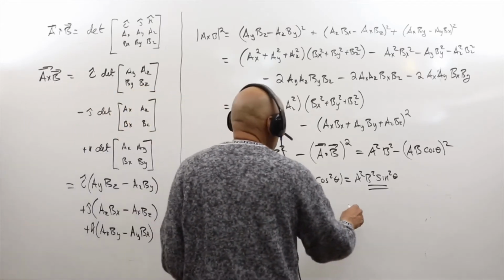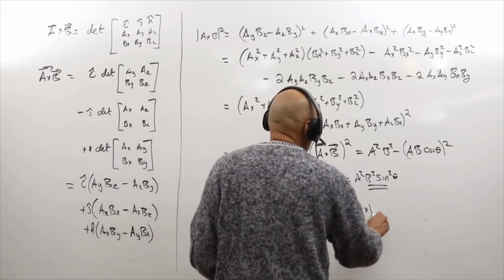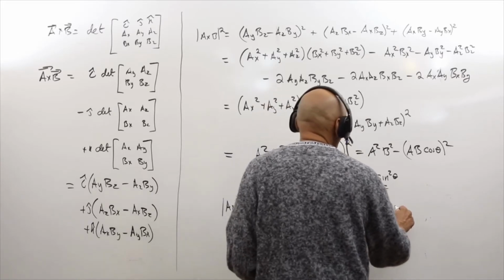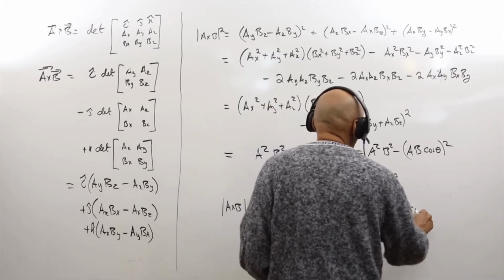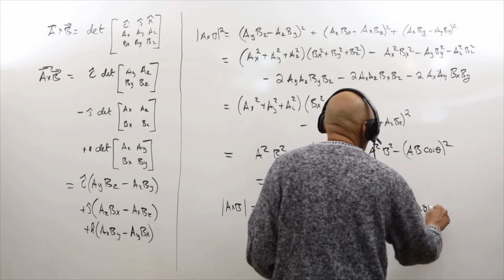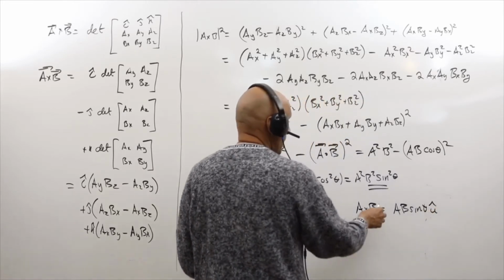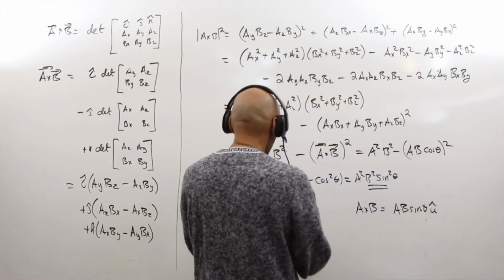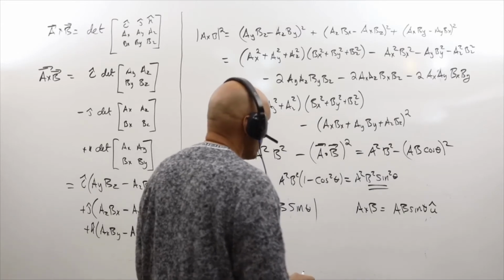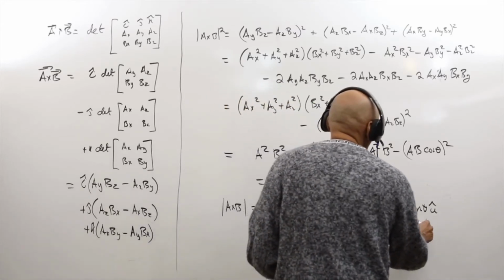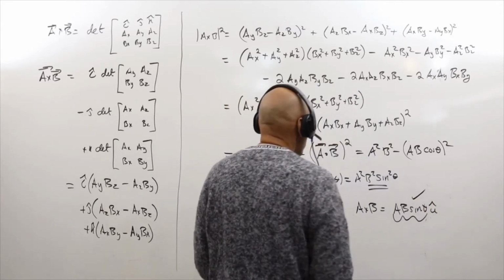Remember, I'm trying to prove that a cross b is equal to ab sine of theta times a unit vector. So the magnitude of this would be ab sine theta. Okay, so we've done the proof there.